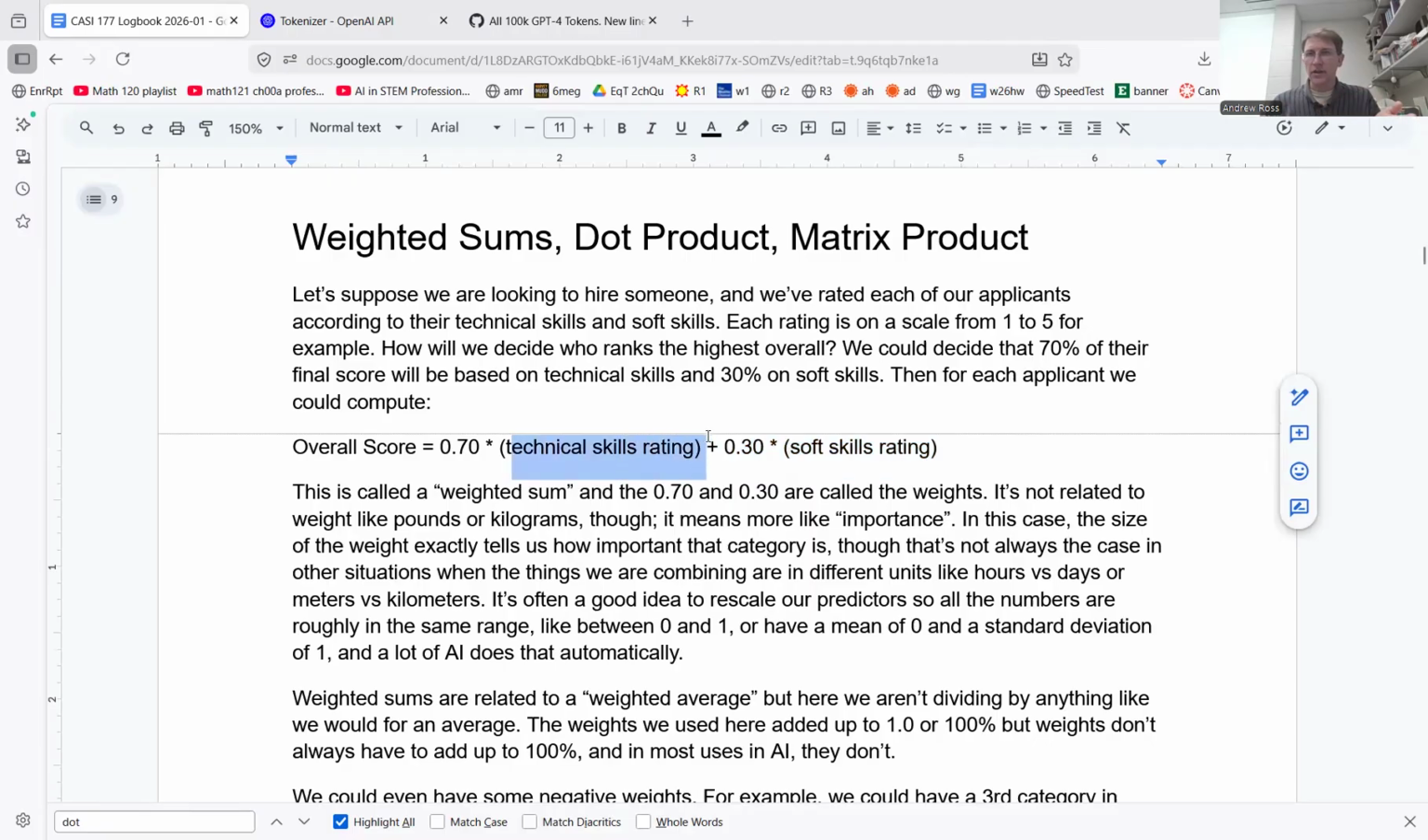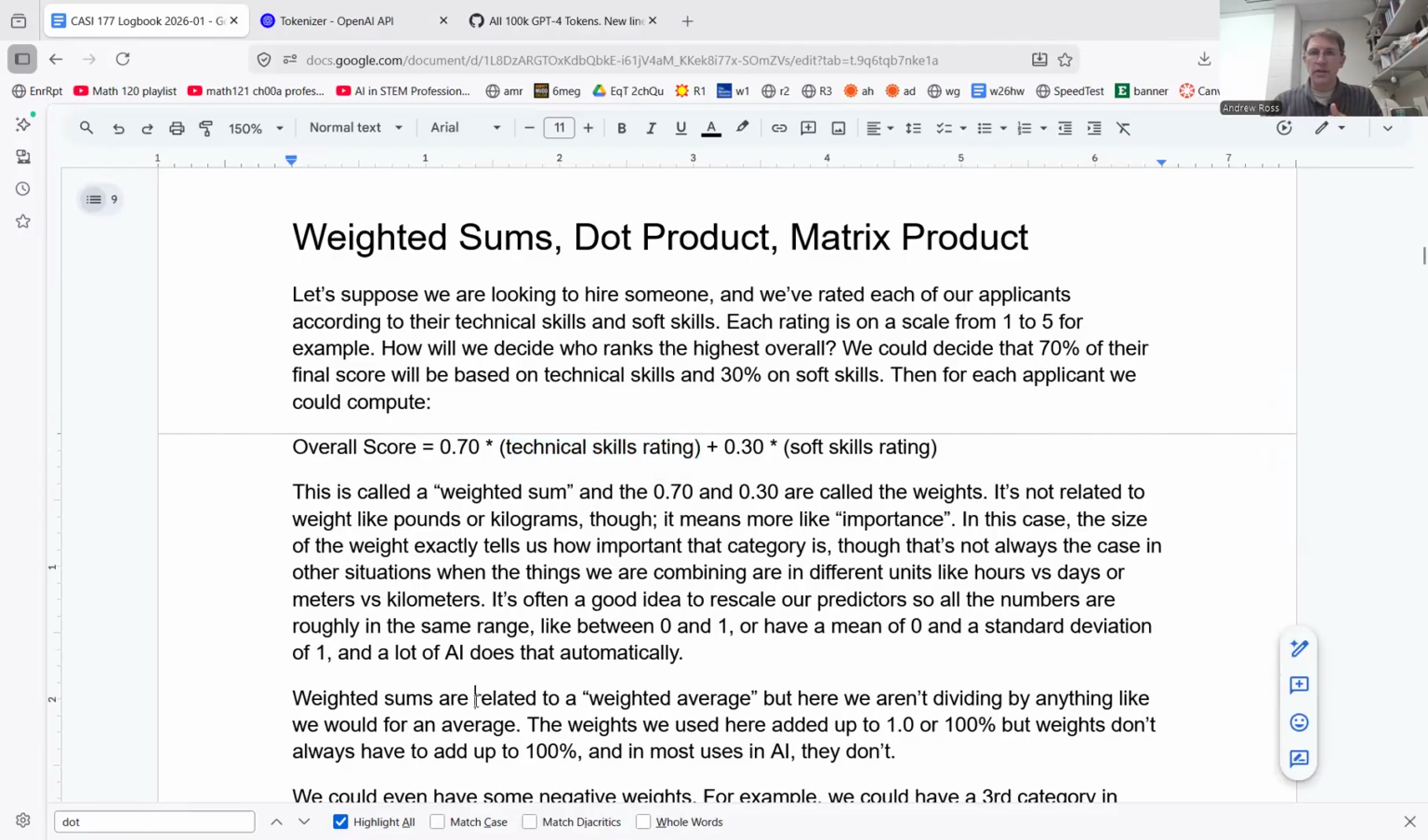A technical skills rating is like a predictor of how well they will do at that part of the job. We often want to rescale them so all the numbers are roughly in the same range, like everything is between 0 and 1, or things have a mean of 0 and a standard deviation of 1. A lot of AI does that automatically. We can talk more about that some other day.